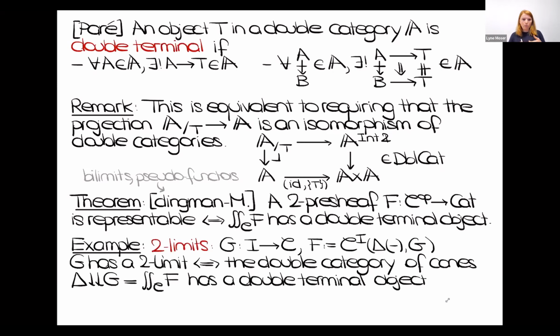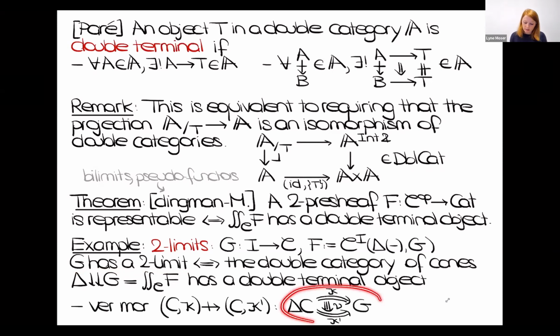Okay, so let's go back to our 2-limit example. And so if we apply this representation theorem to it, we can see that a 2-functor has a 2-limit if and only if the double category of cones associated to it has a double terminal object. And in this double category of cones, we can see that the vertical morphisms are now encoding these morphisms between the cones that we were missing in the first construction. And so now we have all the data to formulate both aspects of the universal property of a 2-limit.